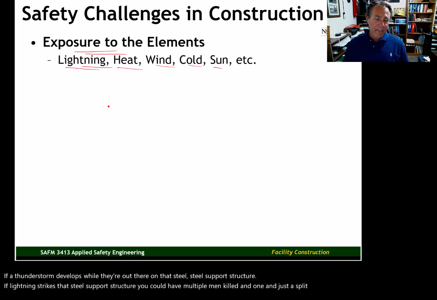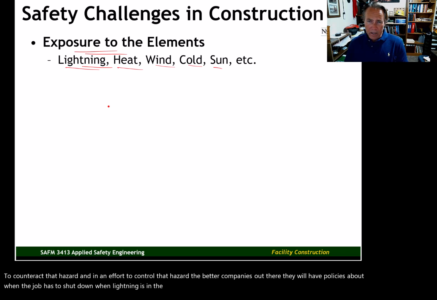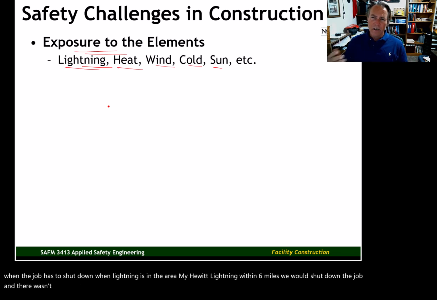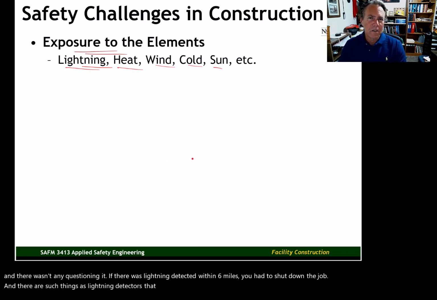To counteract that hazard, or in an effort to control that hazard, the better companies out there will have policies about when the job has to shut down when lightning is in the area. At Hewitt, lightning within 6 miles, we would shut down the job. And there wasn't any questioning it. If there was lightning detected within 6 miles, you had to shut down the job. And there are such things as lightning detectors that you can use to help detect lightning.